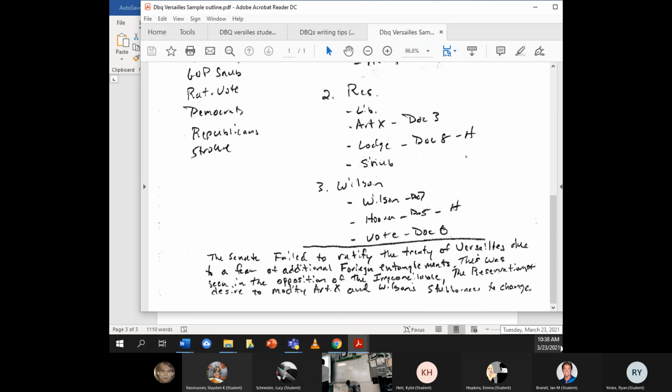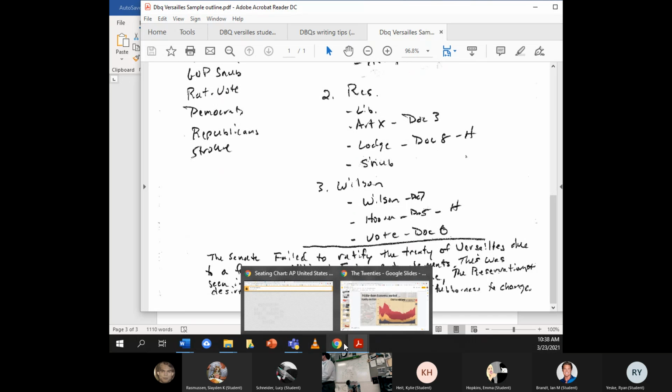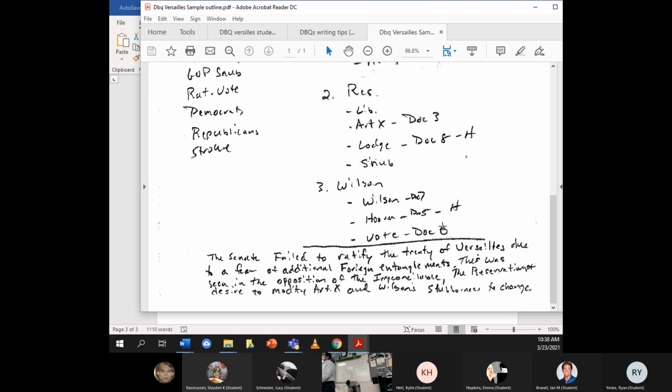Here's another one. This might be hard to read. The Senate failed to ratify the Treaty of Versailles due to a fear of additional foreign entanglements. This was hitting the opposition of the irreconcilables, the reservationists who wanted to modify, and Wilson's stubbornness to change. I did that as quick as I could write. It's a little awkward, but I wanted another example. If you're not organized, you're really going to struggle, so get the facts out.